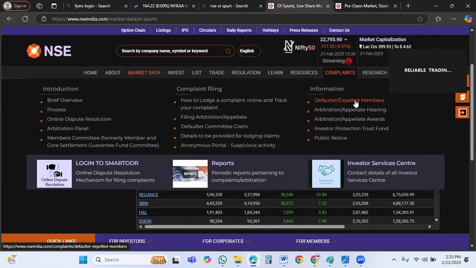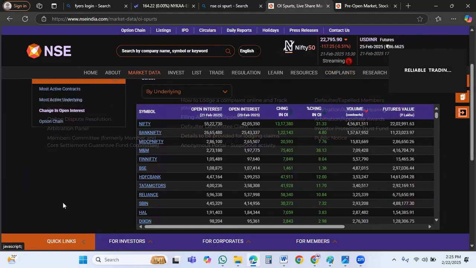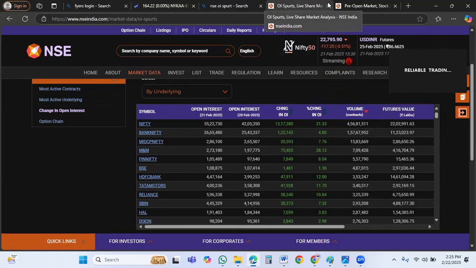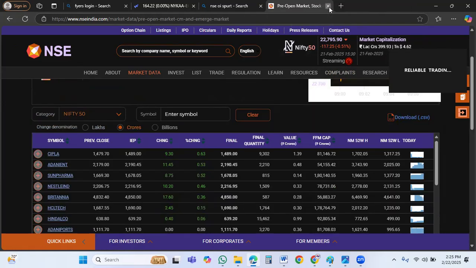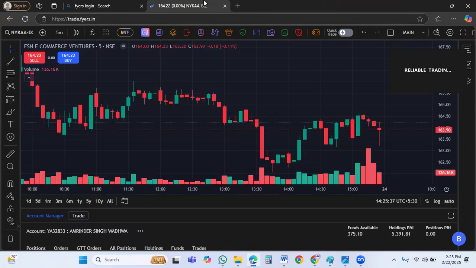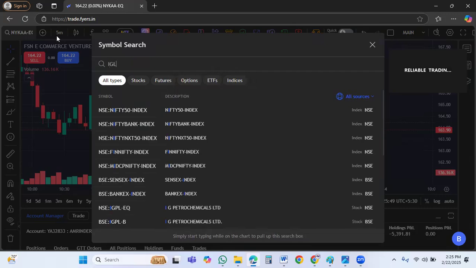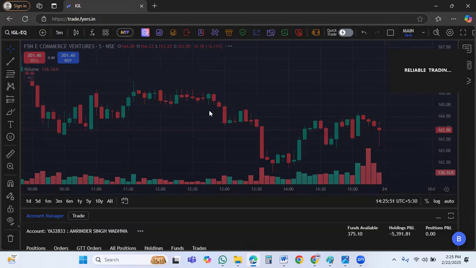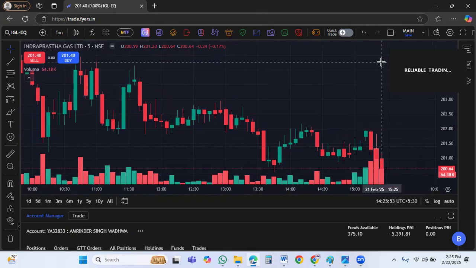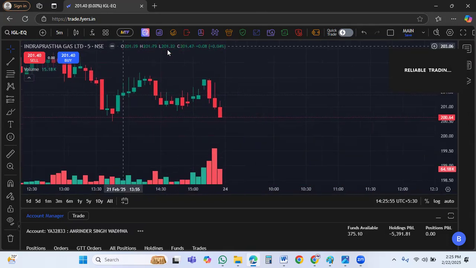So anyway, let's come down to the main topic today. I'll be closing this OI spurt at this stage. I'll be closing the pre-open. Let us look at the actual contest which we will be having with you. This contest is for two stocks. One is Nykaa and one is IGL, Indraprastha Gas Limited. So, okay, let's concentrate on the IGL first.